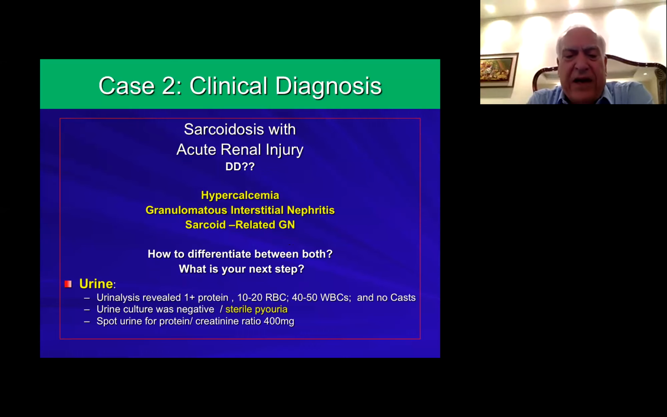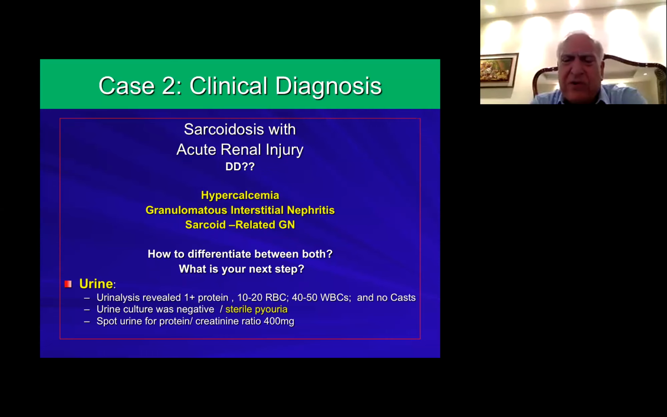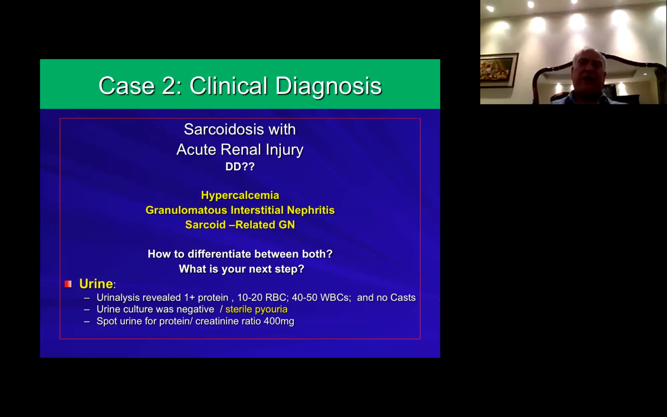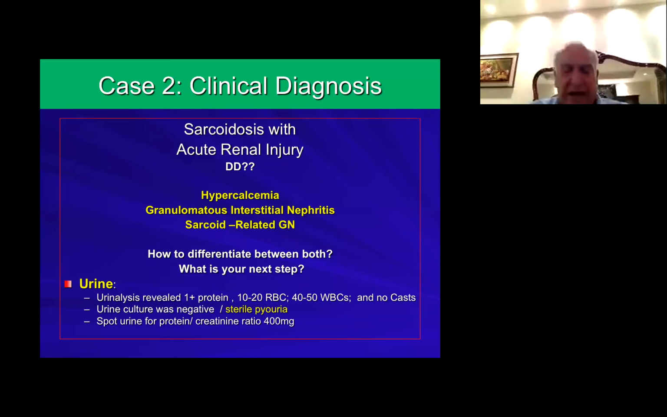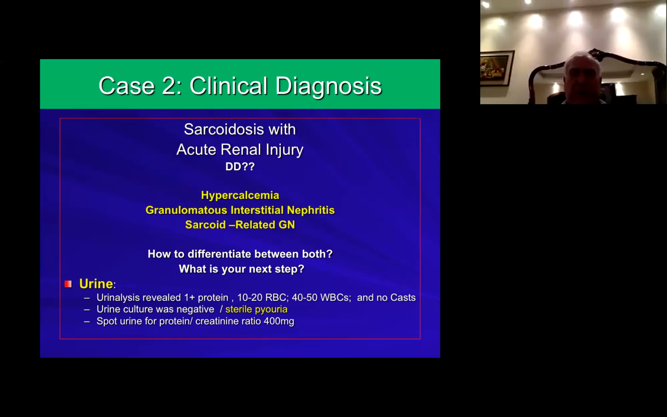We have no casts. We have sterile biuria. We have around 400 milligrams. That's most likely not GN. It's a tubulo-interstitial process, tubular interstitial disease, with the mild hypercalcemia. So it looks really like we are dealing with tubulo-interstitial disease, nephritis, more than glomerular disease, but it can occur.